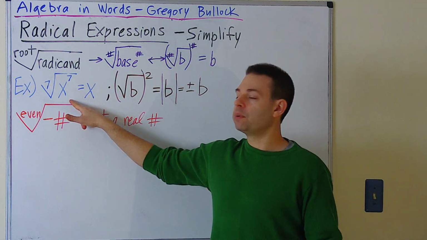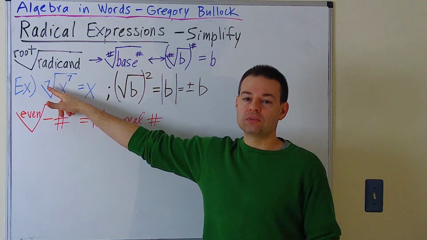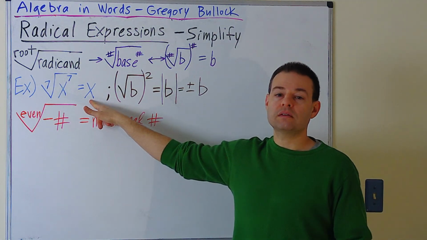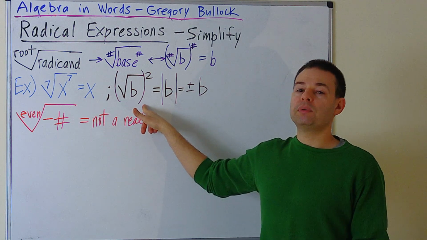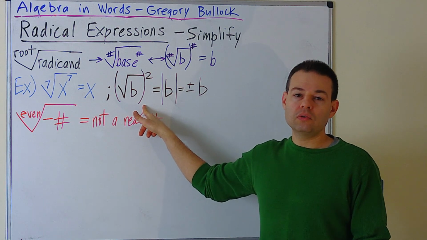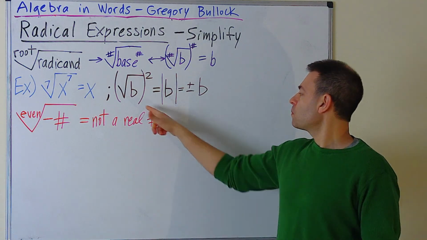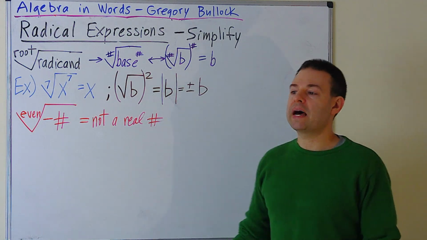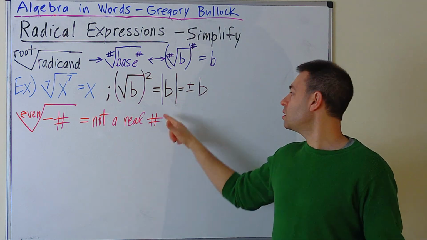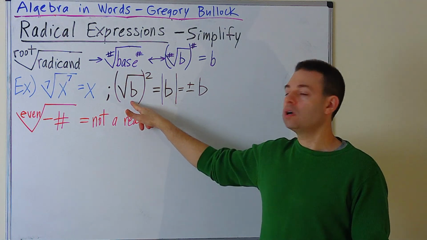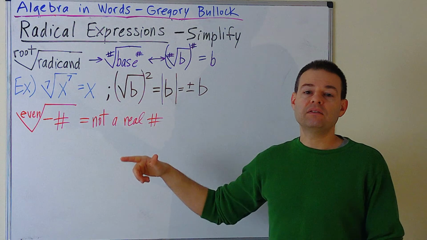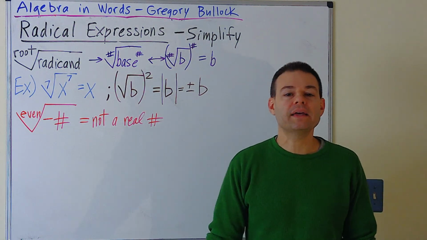In this example, the root was an odd root, and so it just equals the base. But in this example, the square root, or root 2, is an even root. And when you have an even root, the intermediate step to know is that the solution is the absolute value of the radicand. And just to add some clarity to that, why is that?